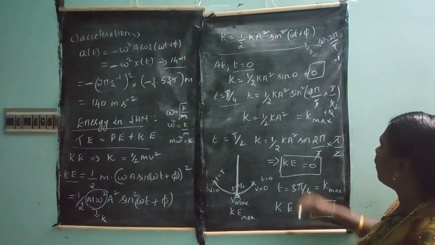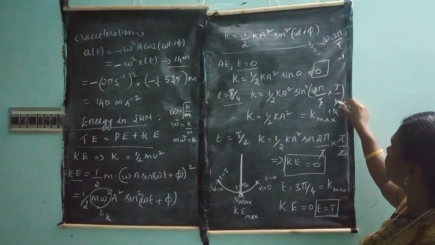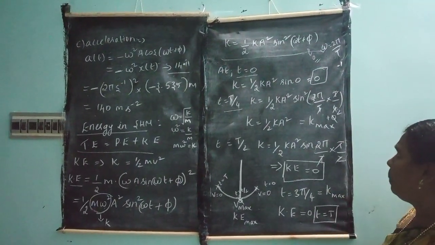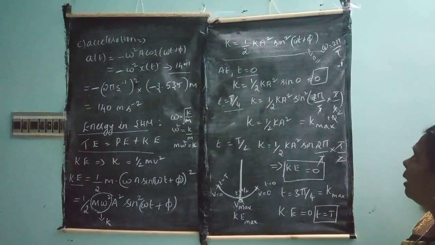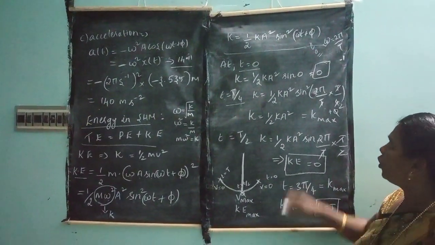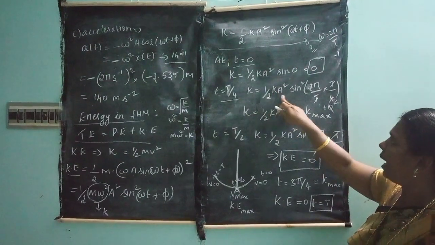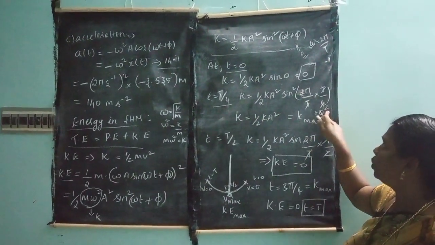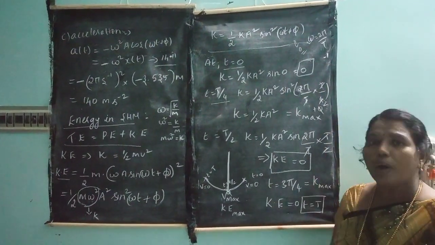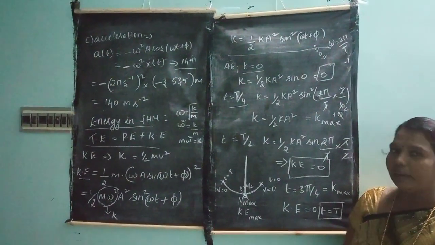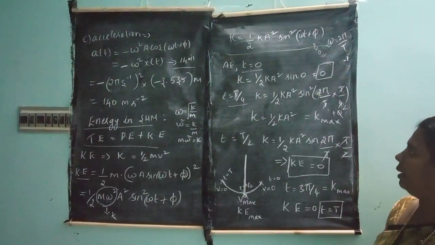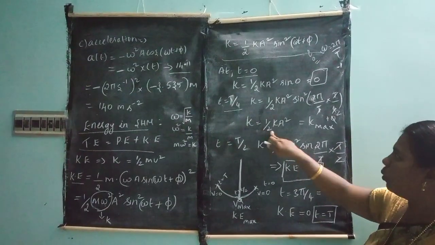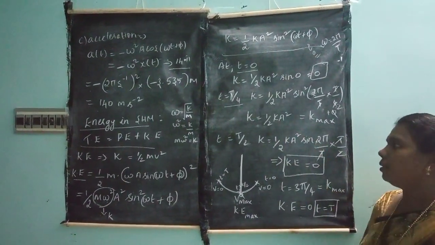Okay, see here. Therefore, T cancels and 2 cancels. Therefore, sin pi by 2. What is the sin pi by 2 value? Pi is 180 degrees. 180 degrees divided by 2 is equal to 90 degrees. Sin 90 is 1. Therefore, you get the answer 1 by 2 k a square. Did you get it? Therefore, the kinetic energy is equal to 1 by 2 k a square. So, this is the formula.